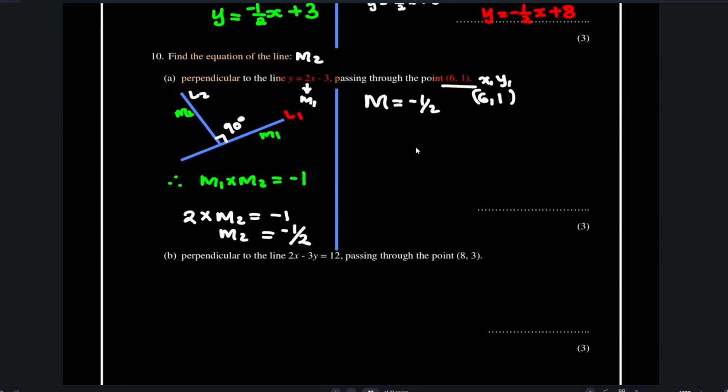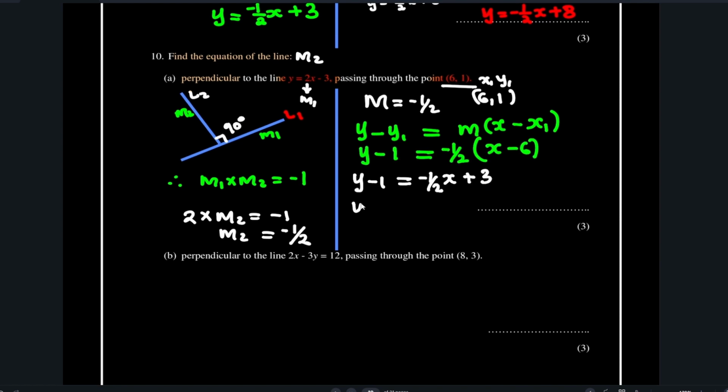Then we can use this. How do we use it? We are going to use the equation that we use when finding the equation of a straight line, which is y minus y1 equals m into x minus x1. Then substituting -1/2, 6, and 1 here, what do we get?